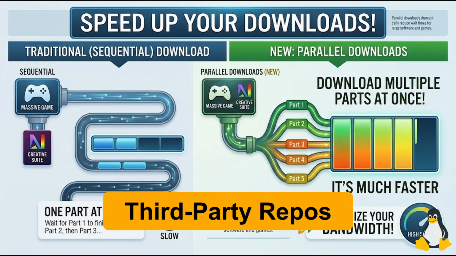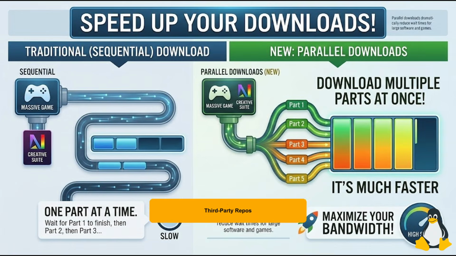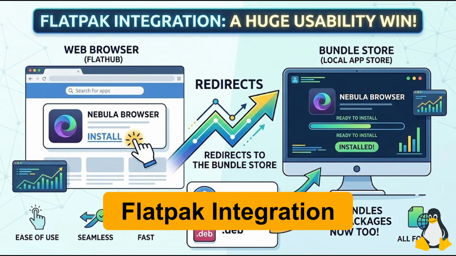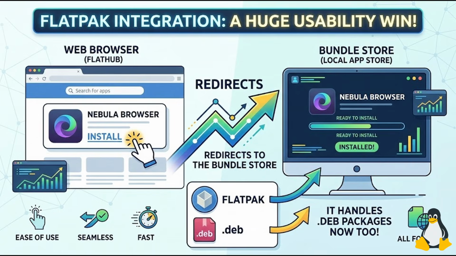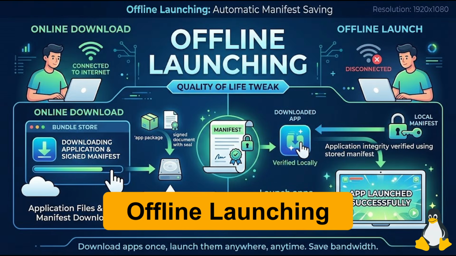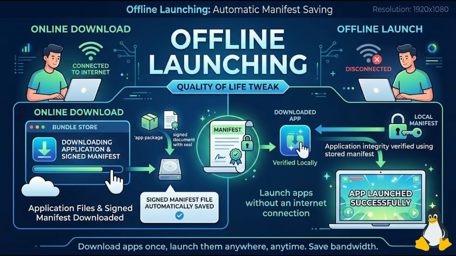You are locked into just the official NebiOS store. You can add third-party repositories just as easily. This is a huge win for usability. If you're browsing the web and find an app on FlatHub, you can click the install link and it will now redirect straight to the bundle store. It handles deb packages now too. And one of my favorite quality of life tweaks is that signed manifest files are now saved automatically. This means once you've downloaded an app, you can launch it even if you lose your internet connection.